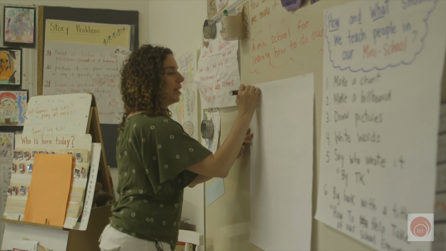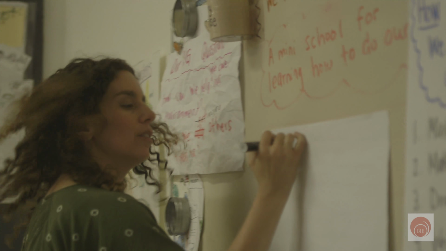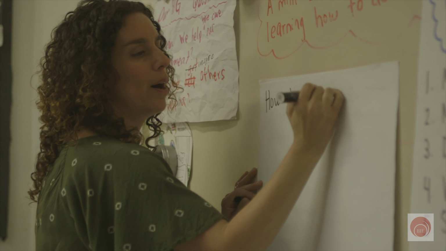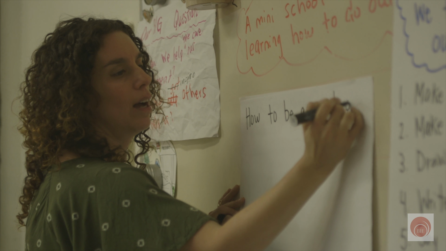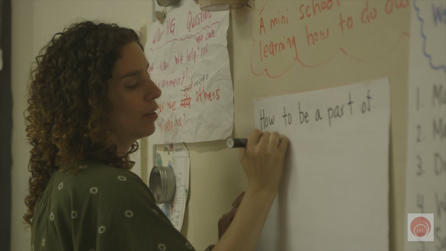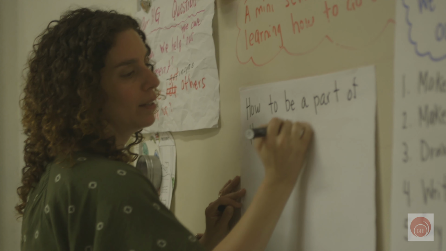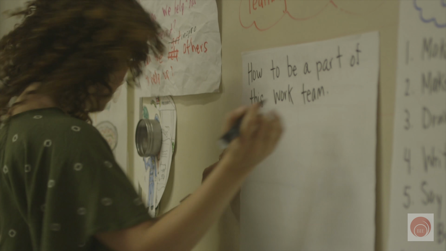You can't assume that students are going to know how to use success skills during a project, so that needs scaffolding too. For example, how to be a critical thinker, how to be a problem solver, how to use innovation skills, or how to work in a team. It says how to be a part of this work team. And then there's going to be 3 steps.